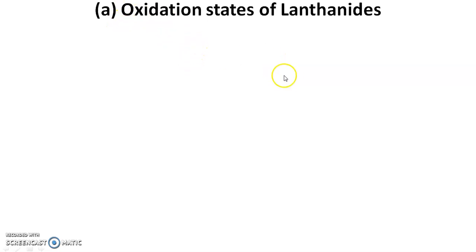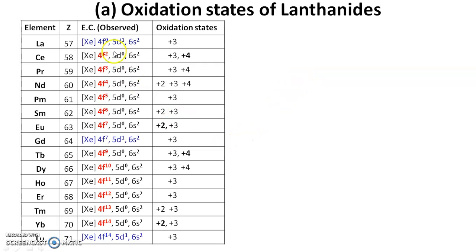The first property of lanthanides is the oxidation states of lanthanides. Now lanthanides have a +3 oxidation state as a common oxidation state. When it loses 2 electrons from the 6s orbital and 1 electron from either the 5d orbital or 4f orbital, then its oxidation state becomes +3. And all the lanthanides have a common stable oxidation state, that is the +3.